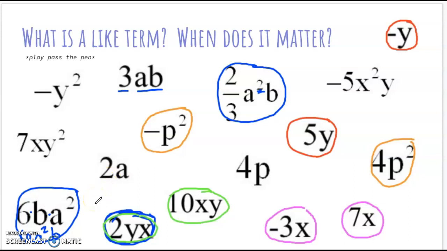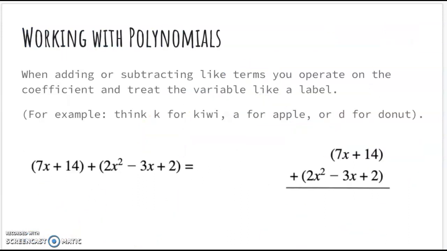So like terms really matter when we're doing addition and subtraction with monomials. When you're working with polynomials, we're thinking specifically about adding and subtracting today. So when adding or subtracting like terms, you operate solely on the coefficient and you treat that variable like a label. If that helps you, think K for kiwi, A for apple, D for donuts. Make something up to help you remember that you are combining like terms.